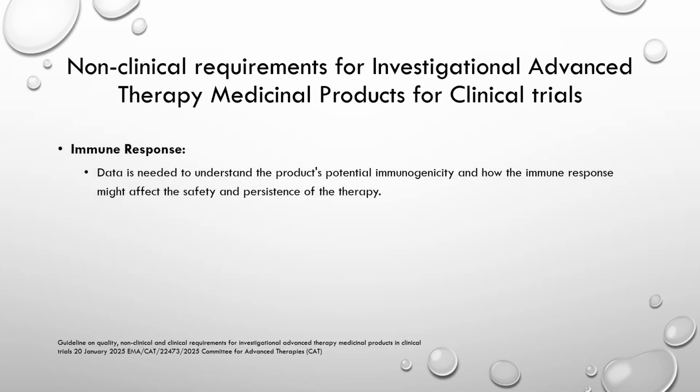Again, you need to identify the potential for having an immune response. So in humans, are we going to develop antibodies against the CAR protein, against the CAR T cells? You need to look at the potential for that, and address it in your non-clinical studies, or at least understand it, because this will affect the persistence of your product, and the safety. You don't want to get immunogenic responses.